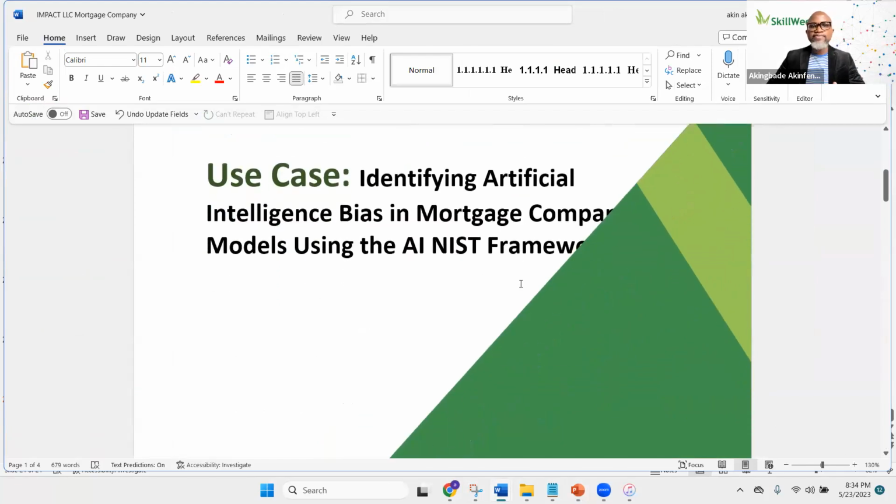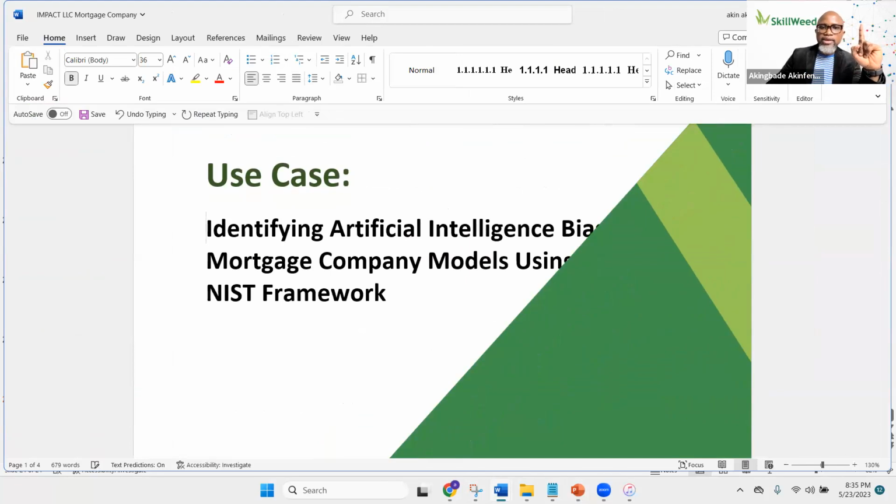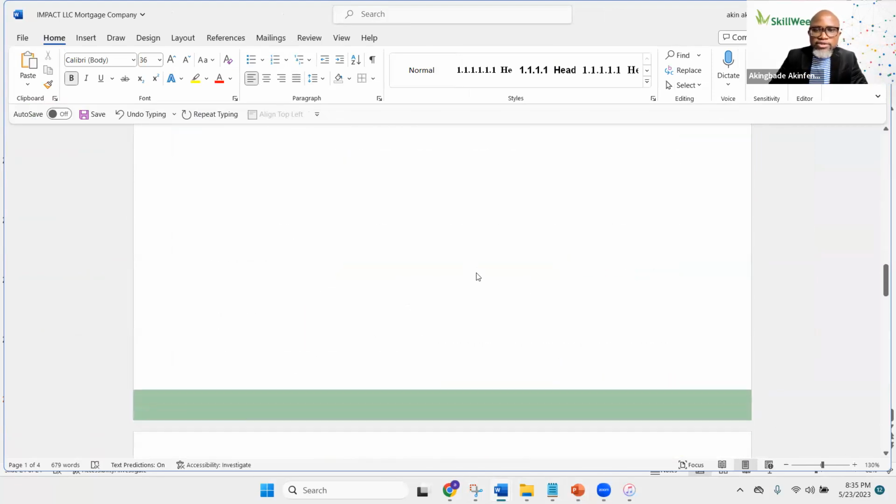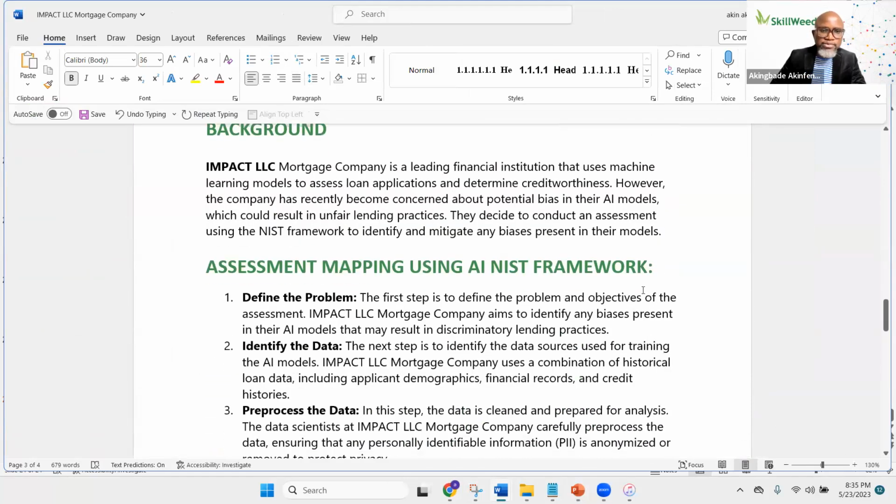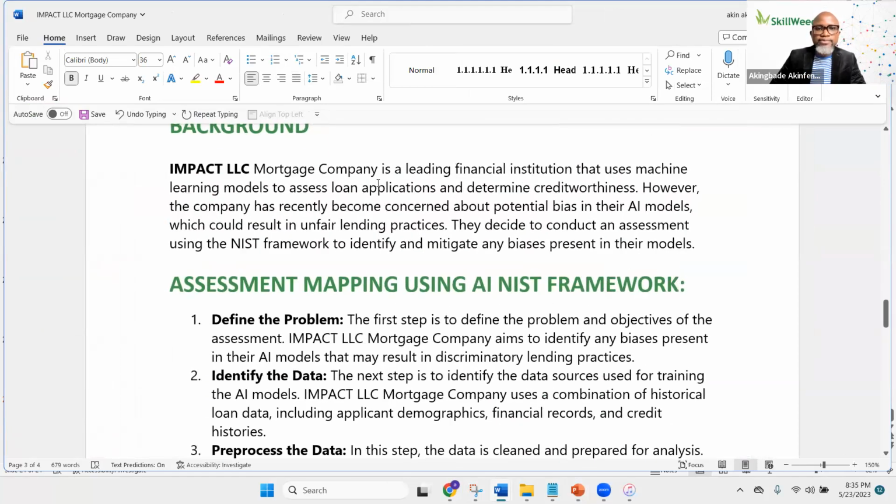This is the use case. Identifying artificial intelligence bias in a mortgage. This is really cool. In a mortgage company using the NIST framework. Now look at this. Let me show you the background to this story. Let me make it big. All right. This is a leading financial institution that uses a machine learning model to assess loan applications to determine creditworthiness. So this is a big deal, right? We all need those loans for our homes, for land, for property. So it's a big deal.